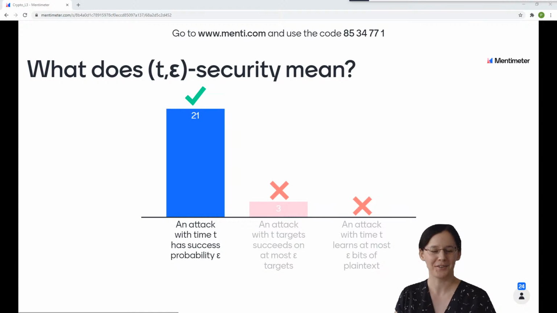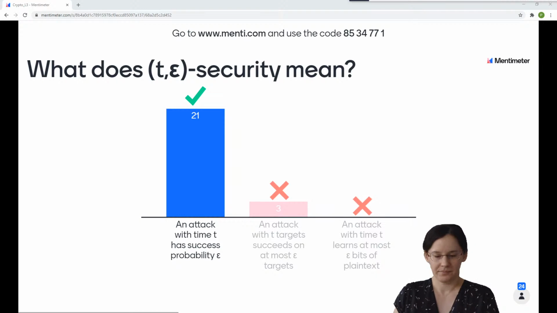Okay, we're back to safer fields now, where most of you can remember this stuff from the previous lecture. So indeed, T epsilon security, that was the picture with these curves. It shows a relation between how much time an attacker invests and what success probability they get as a reward for that. So for example, if they invest 2 to the 128 in a 128-bit block cipher, they get a success probability of 1 usually. Whereas if they invest less, they also get less.